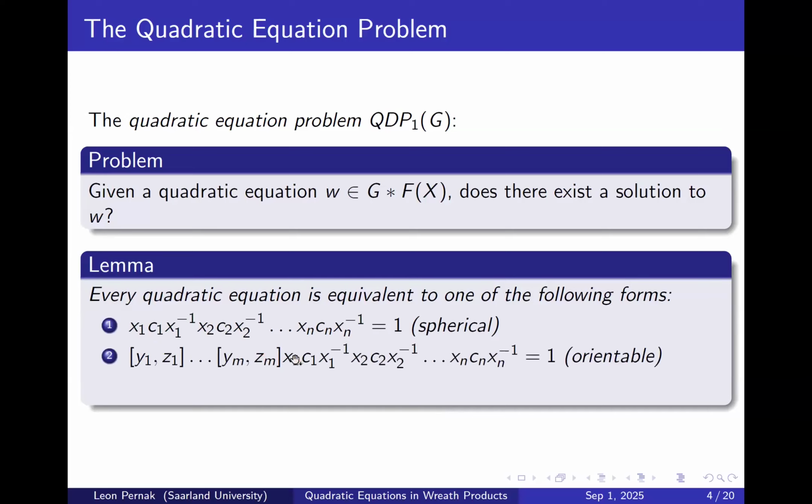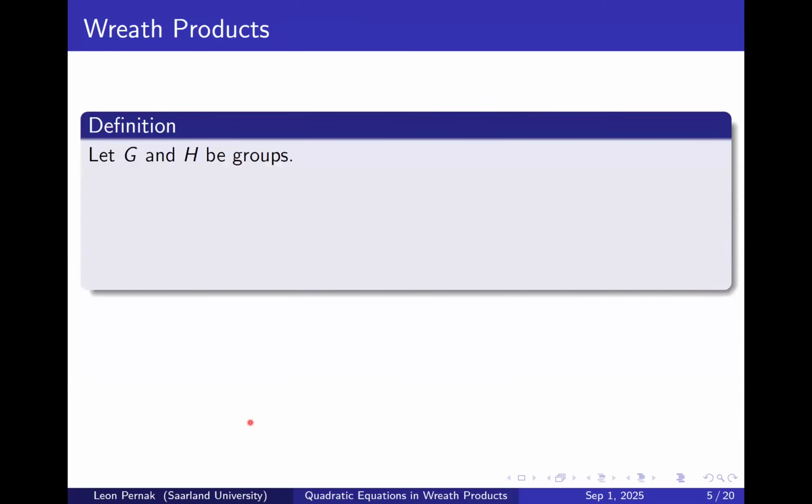Then we have the second type, which is the product of conjugates and a product of commutators, only of variables, no constants involved on that side. And the third kind is squares of variables, and then again a product of conjugates. These are the three different types that any quadratic equation is equivalent to. In particular, this is a decidable equivalence, meaning there's an algorithm that if you feed it any equation, it can translate it to one of these three types. So that's why quadratic equations are nice to look at.